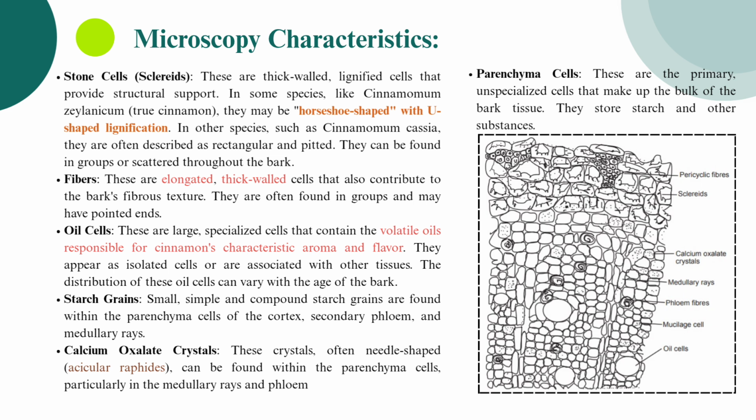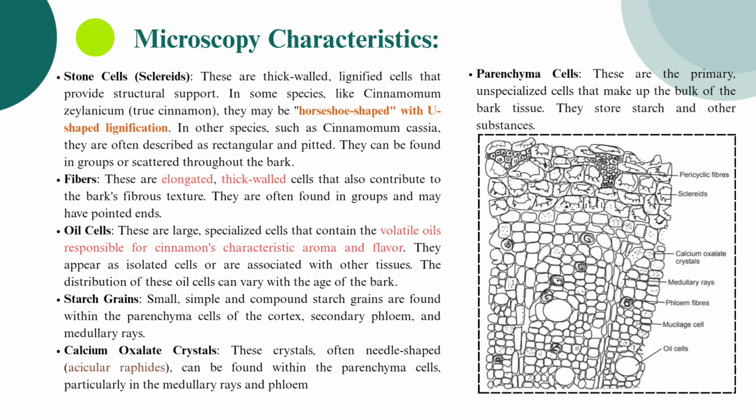Fibers. These are elongated, thick-walled cells that also contribute to the bark's fibrous texture. They are often found in groups and may have pointed ends. Oil cells. These are large, specialized cells that contain the volatile oil responsible for cinnamon's characteristic aroma and flavor. They appear as isolated cells or associated with other tissue. The distribution of these oil cells can vary with the age of the bark.